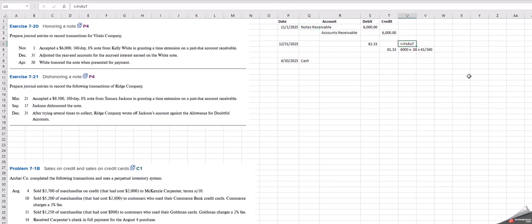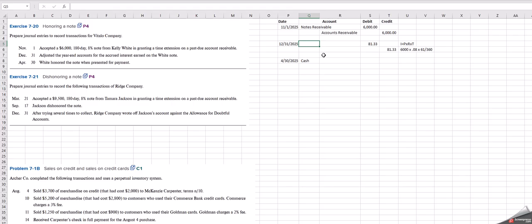So I came over here and used my interest equals principal times rate times time formula. It's $6,000 times 8%, and the days were all of November and all of December. There are 30 days in November and 31 days in December, so that's 61 total days that we are accruing. Then we always divide by 360 because it's bankers or ordinary interest.